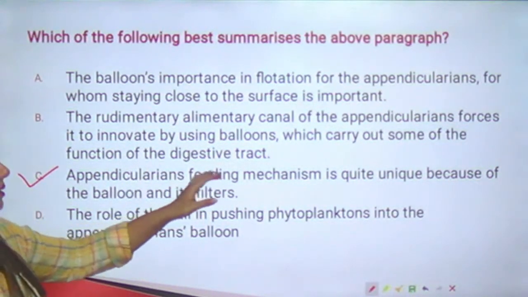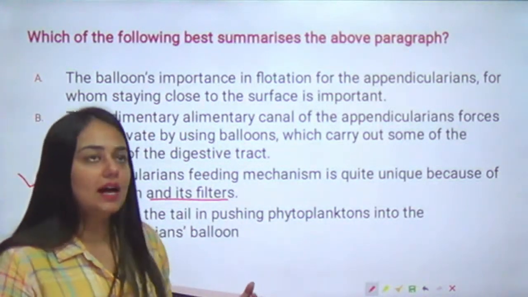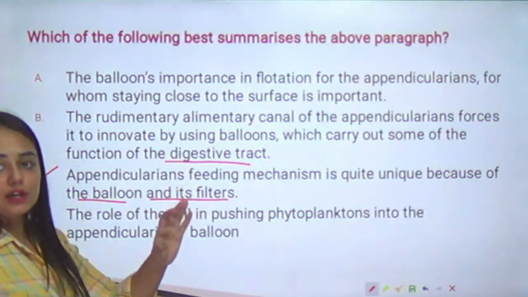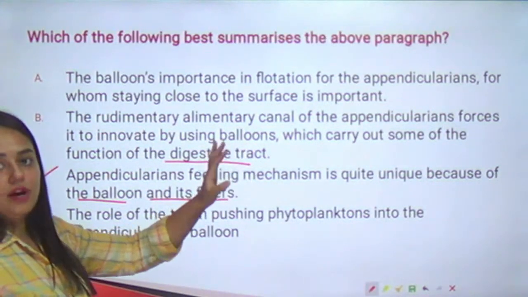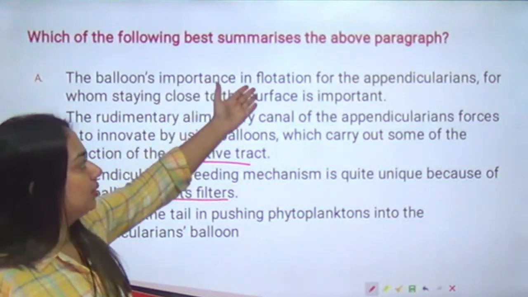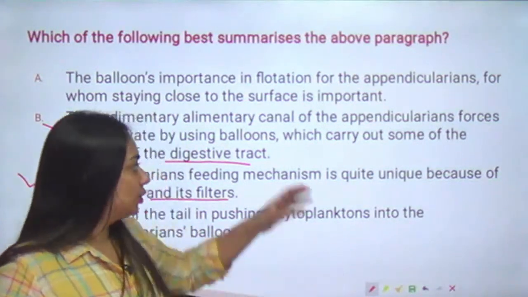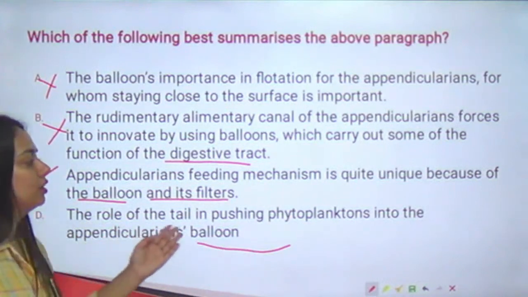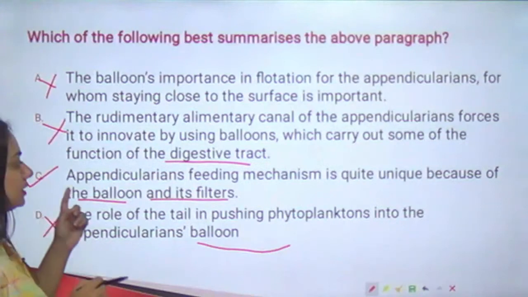Appendicularian's feeding mechanism is quite unique because of the balloon and its filter. As simple as that. So here they've talked about the digestive tract, and this wasn't discussed actually in the passage. These words, these phrases were not used. So this is a little far-fetched in that way. We can eliminate this one. Here it's just talking about the importance of flotation. It's not just the flotation, it's about feeding. So we can eliminate this one also. And the last one seems incomplete because it's not explaining what was the focus of the author. So the answer is the third one.